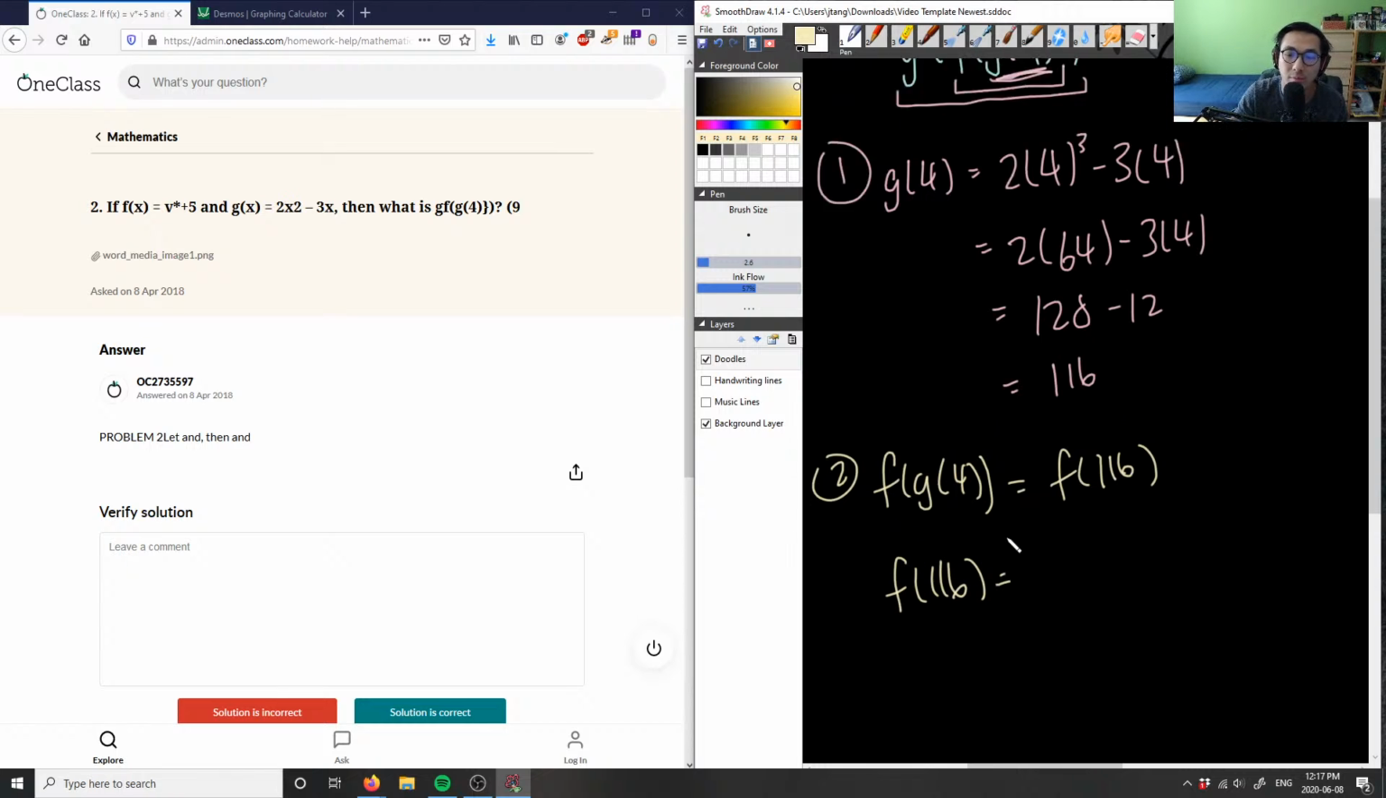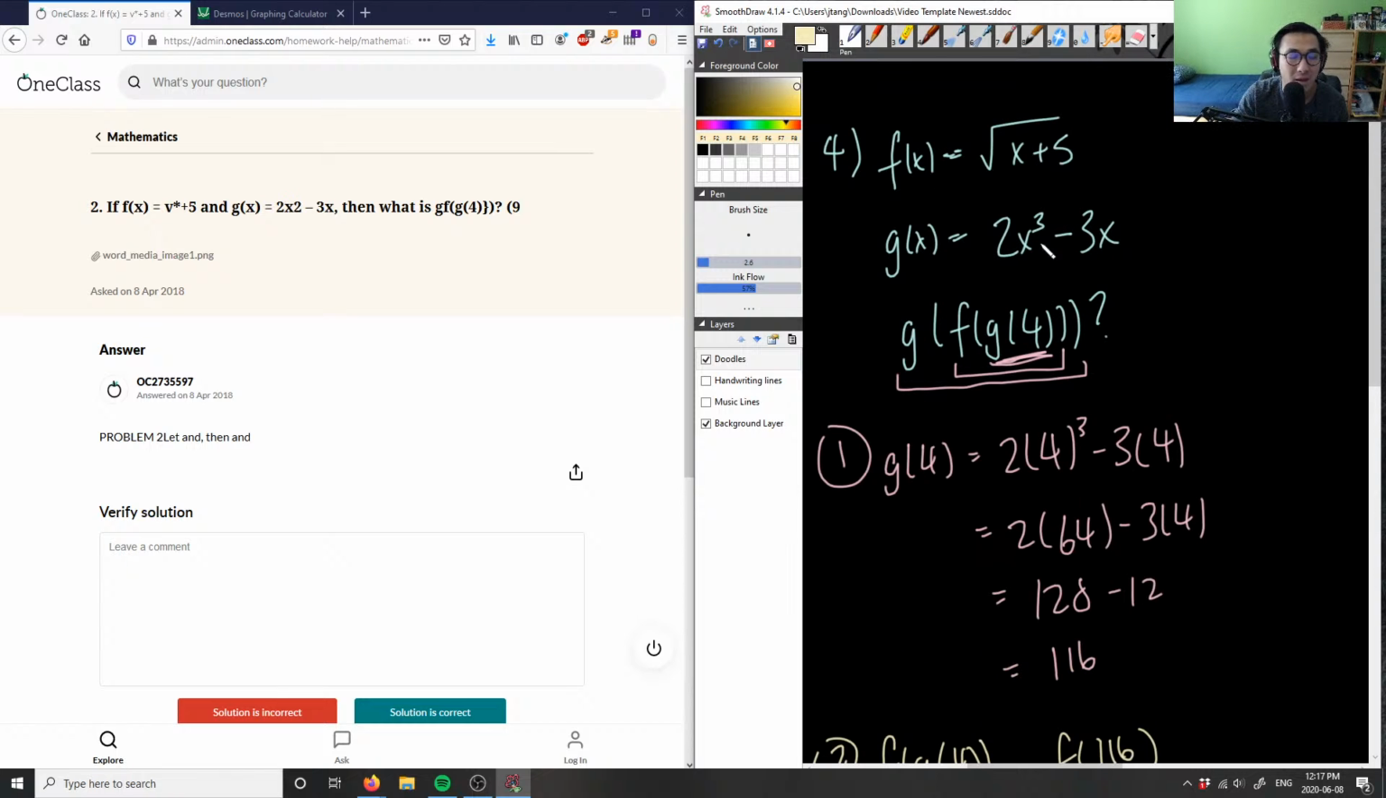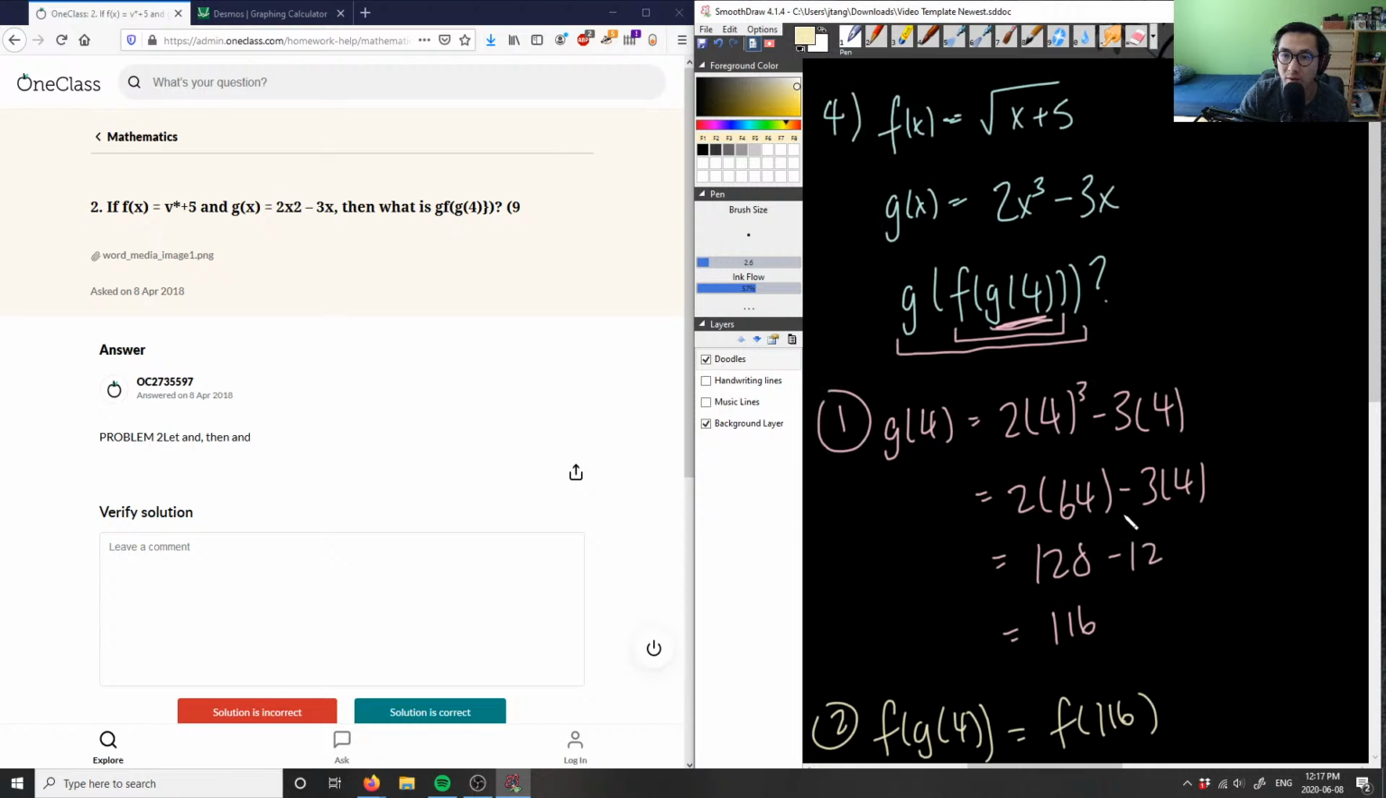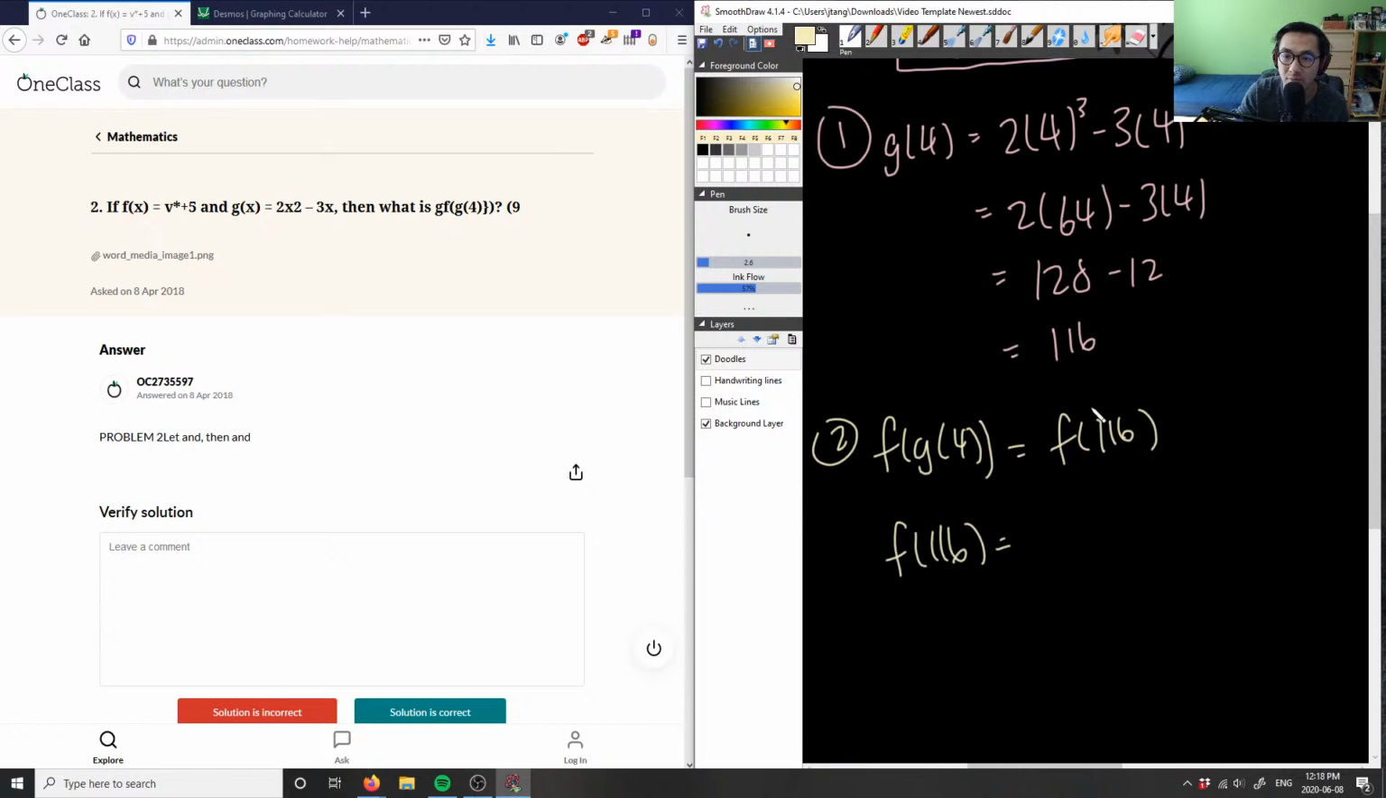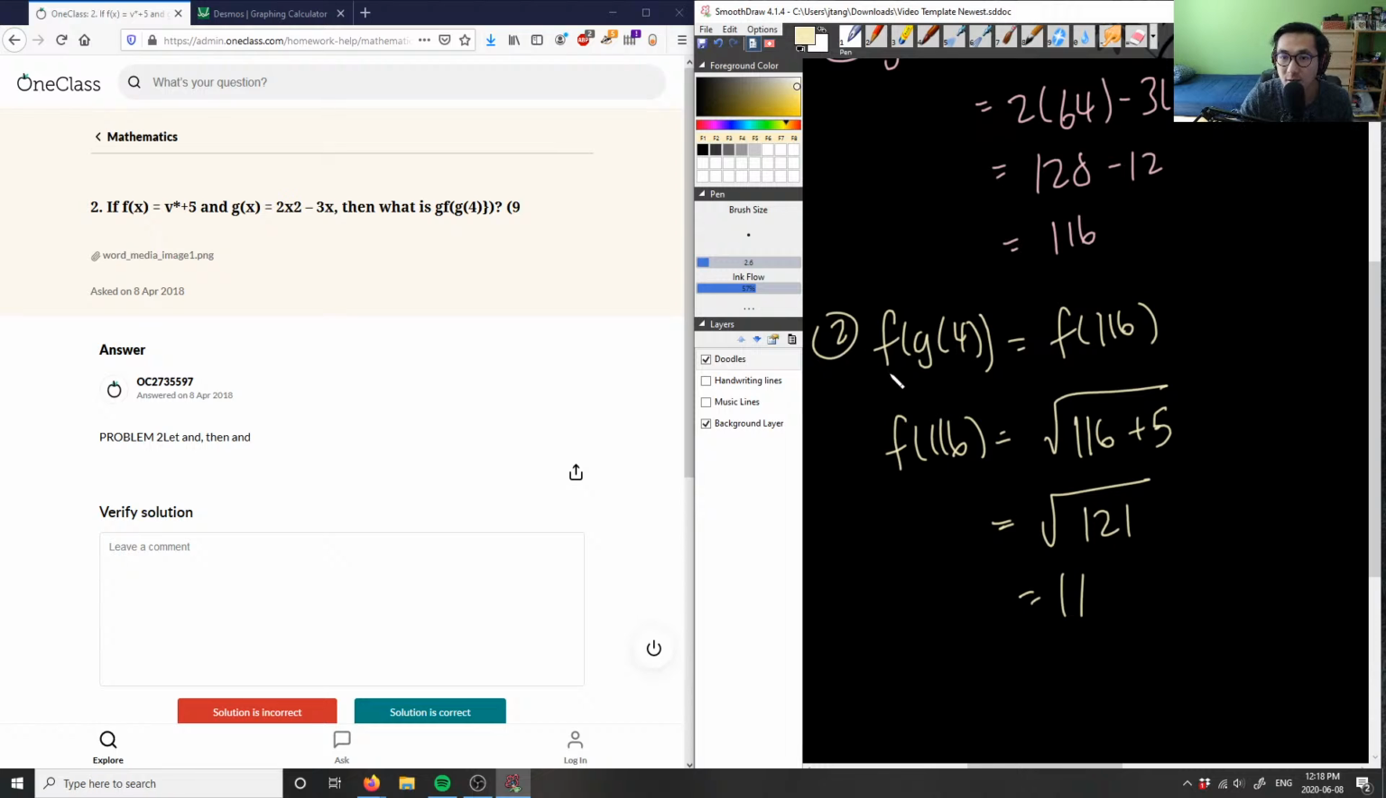And that's also very easy because I can just sub in 116 into my f of x here. So f of x equals root x plus 5. So it's going to be the square root of 116 plus 5, which is 121, and the square root of 121 is going to give me 11. Let me just double check that. Yes, it's going to give me 11. So that's number 2, that's f of g at 4, which is going to equal 11.